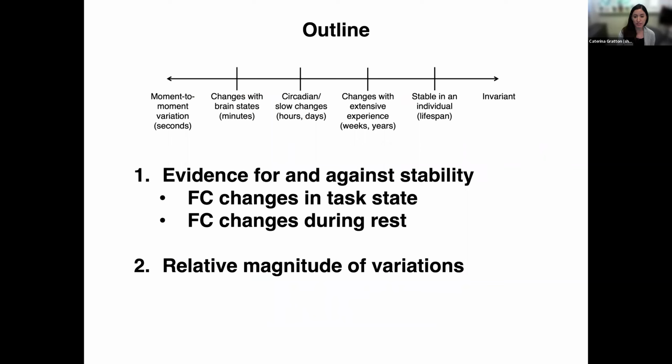In the first part of the talk, I'm going to tell you about some of our older work looking at evidence for and against stability in functional network measurements. And then in the second part of the talk, I'll tell you about some of our more recent work using these precision fMRI techniques to contrast the relative magnitude of these different sources of variation.